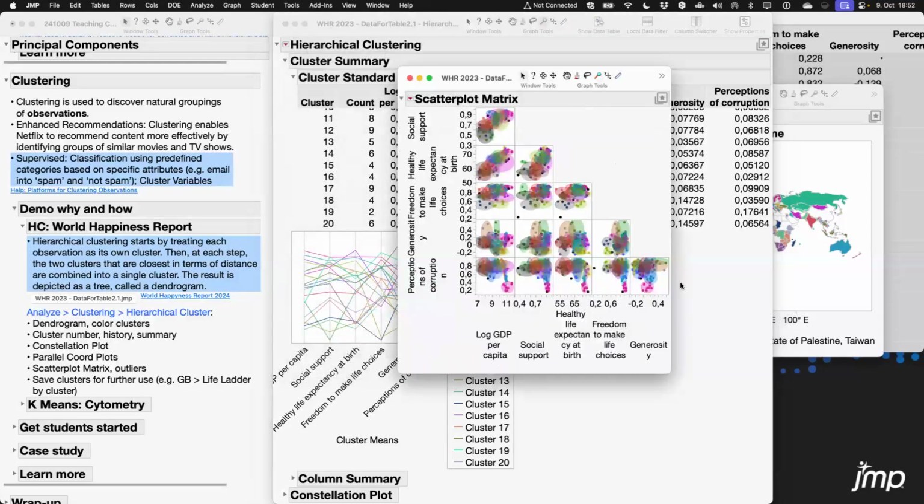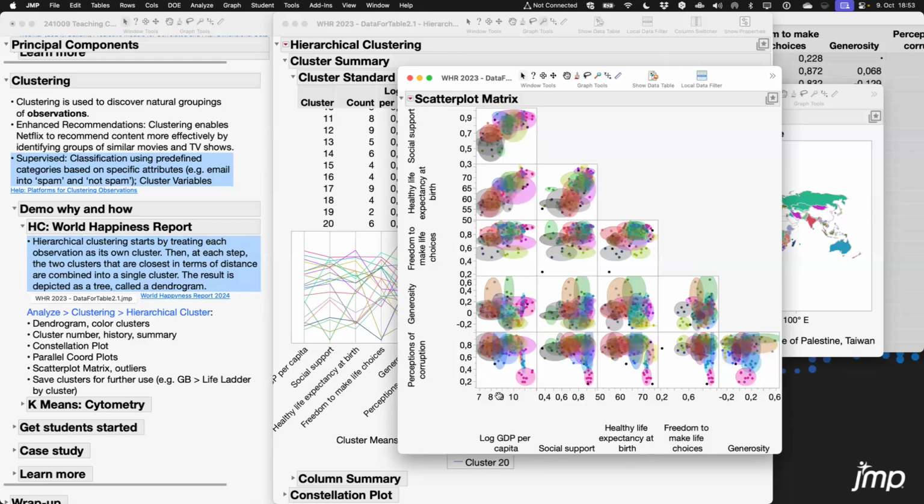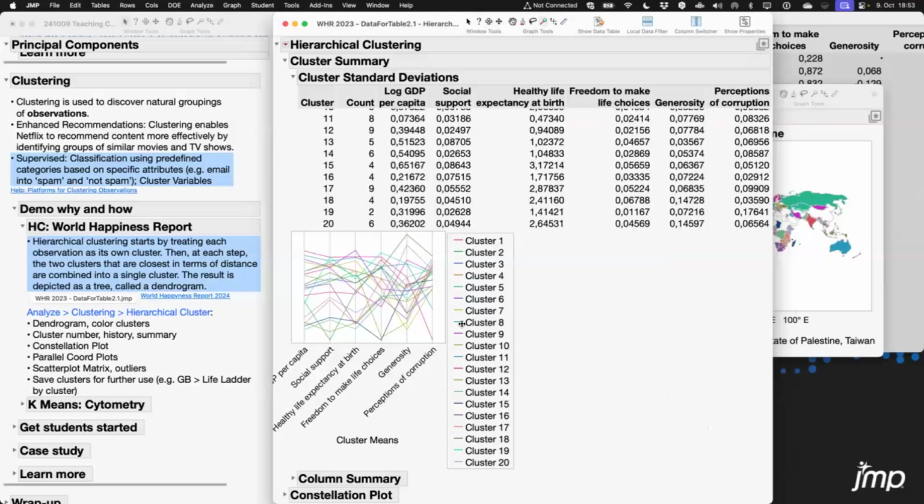We can look at a scatter plot matrix, and then we see pairwise scatter plots showing where we have the clusters. We see in which dimensions some clusters are really popping out. The purple one here, in this corruption and GDP space, has a very high GDP and a very low perception of corruption. These are the happy countries. We can also see potential outliers, Afghanistan here, or here we have Afghanistan as well. So we can get some pointers for outliers.